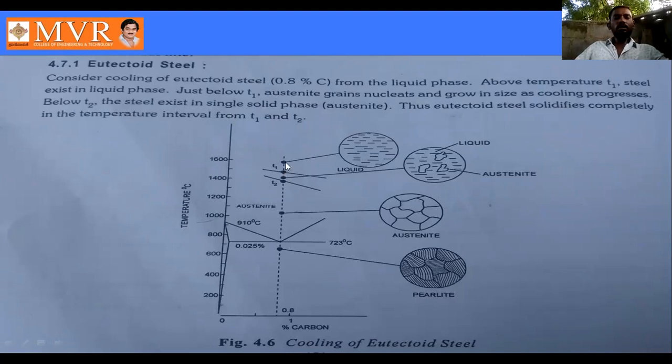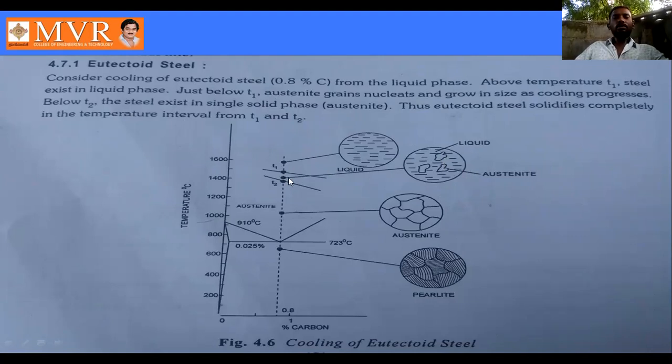Below the T1 line, the liquid phase changes to solid. The freezing starts from here onwards. Then we can observe liquid plus solid, and here the solid is nothing but austenite.